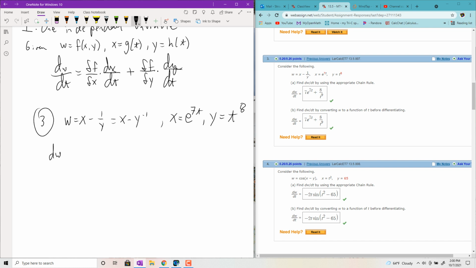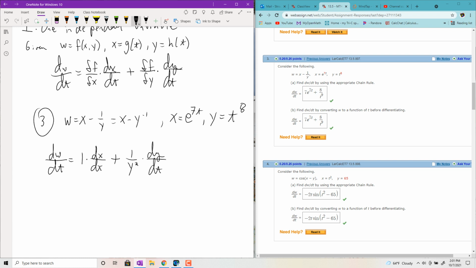So from the chain rule, the derivative of w with respect to t will be the partial derivative of w with respect to x, which in that case will be 1, times the derivative of x with respect to t. I'll do one thing at a time. Plus the derivative of w with respect to y. So bring down the negative 1, that'll be plus y to the negative 2, or if you'd rather, 1 over y squared, times the derivative of y with respect to t.